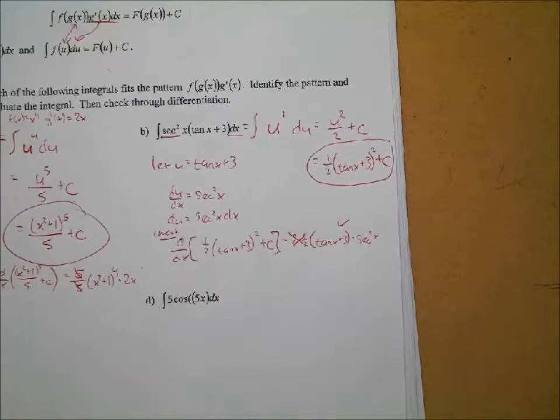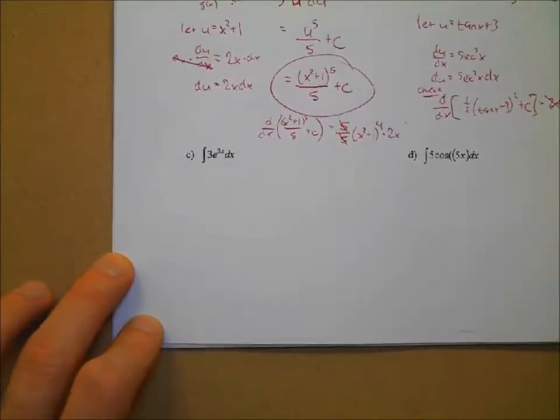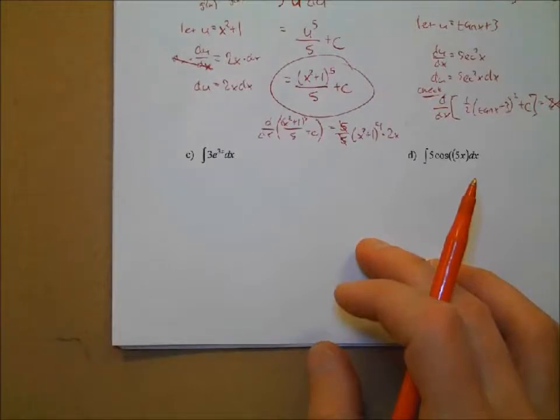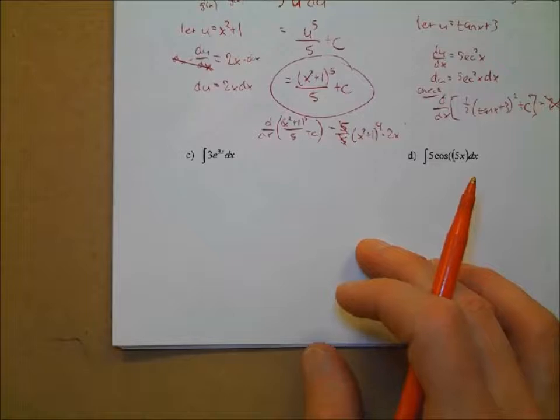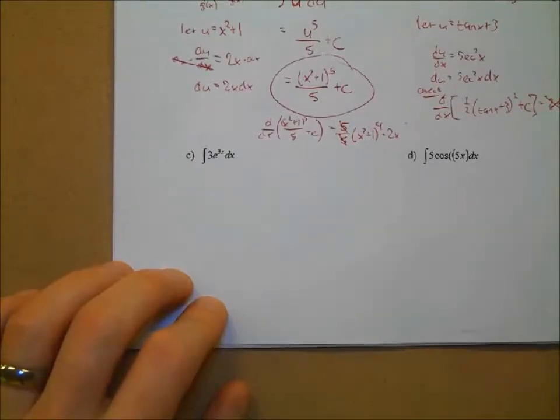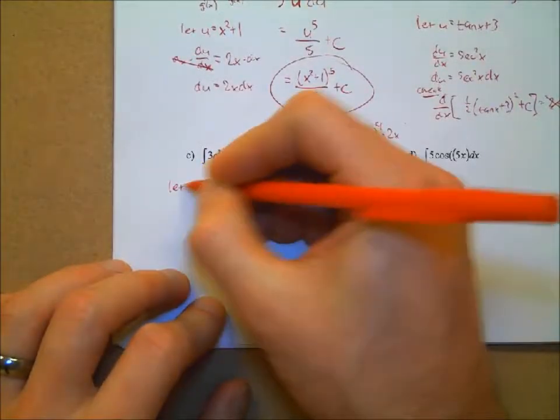All right, let's keep going here. Letter C, 3e to the 3x. Again, for g of x, you want to pick a function. General guidelines, you want to pick g to be that kind of function. Your u should be what's kind of inside something else. So what is the function that's inside another function here? 3x. 3x is inside the exponent of e. So we're going to let u equal 3x.